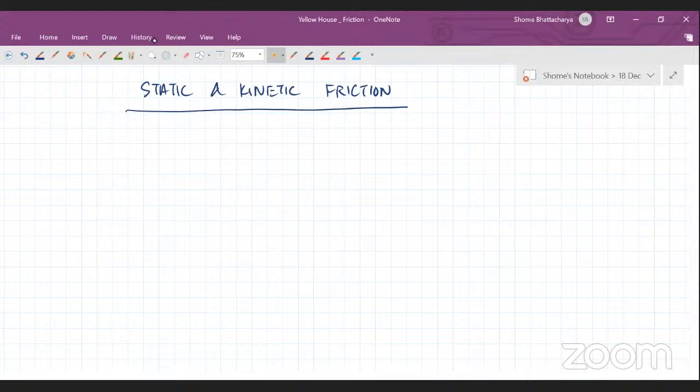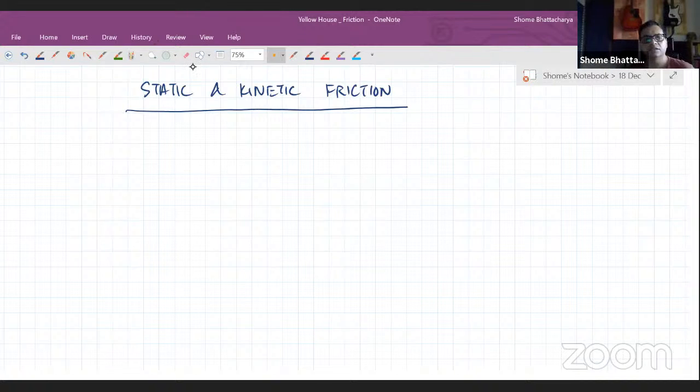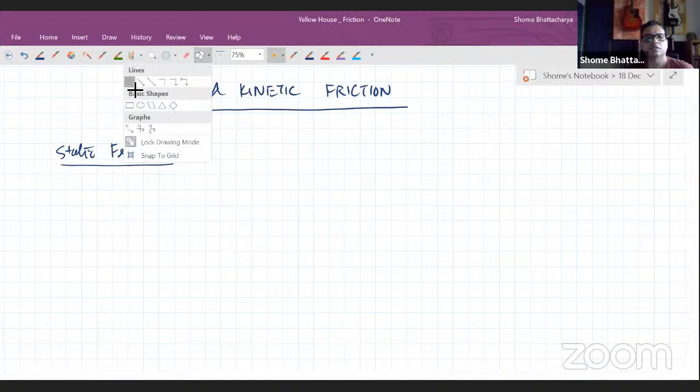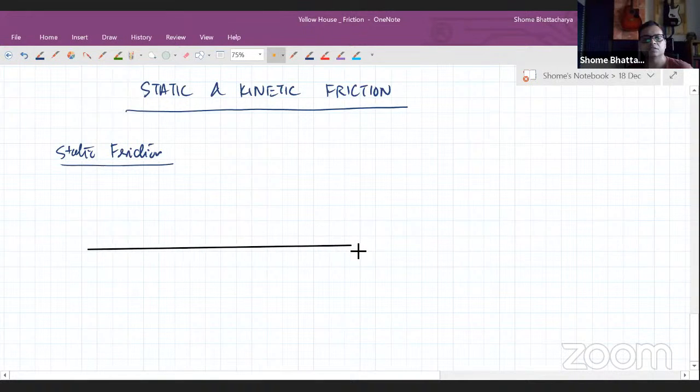So to understand static friction better, first let us think of an experiment. Suppose in the experiment, our situation is very similar to the first example that we took, that there is a block of certain mass lying on the ground.